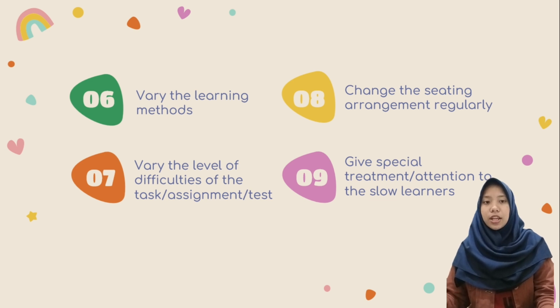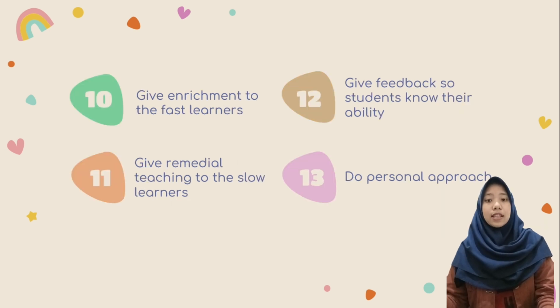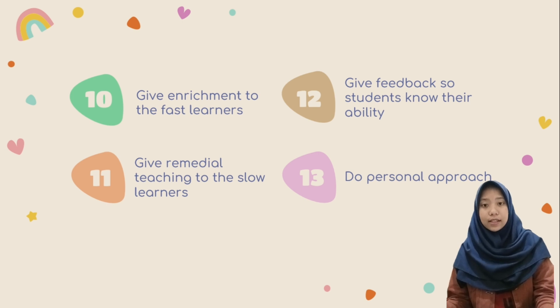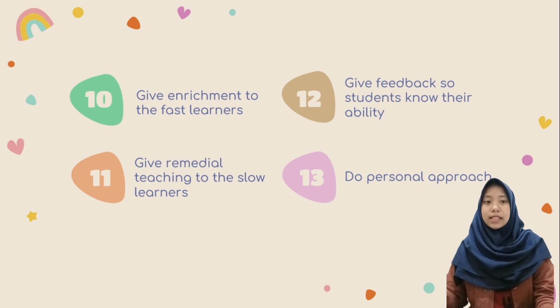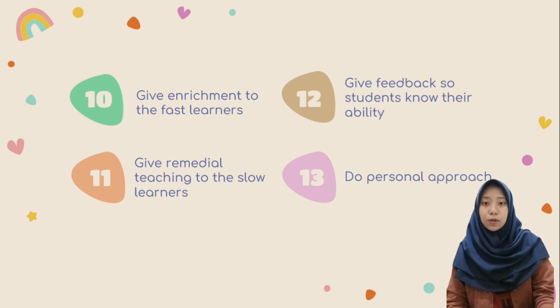The eighth is change the seating arrangement regularly. The ninth is give special treatment or attention to the slow learners. The 10th is give enrichment or extra exercises to the fast learners. The 11th is give remedial teaching to the slow learners.